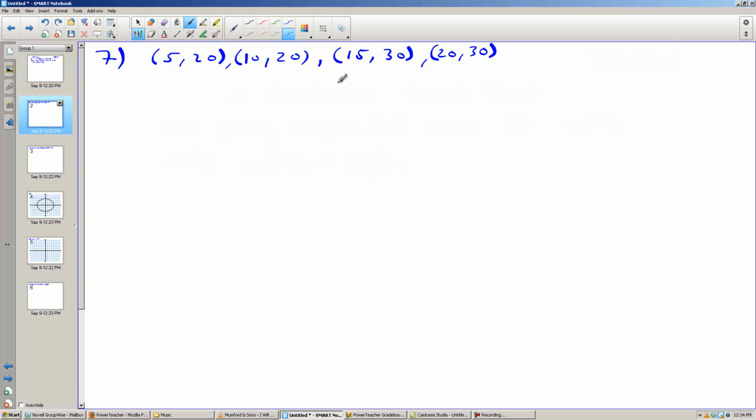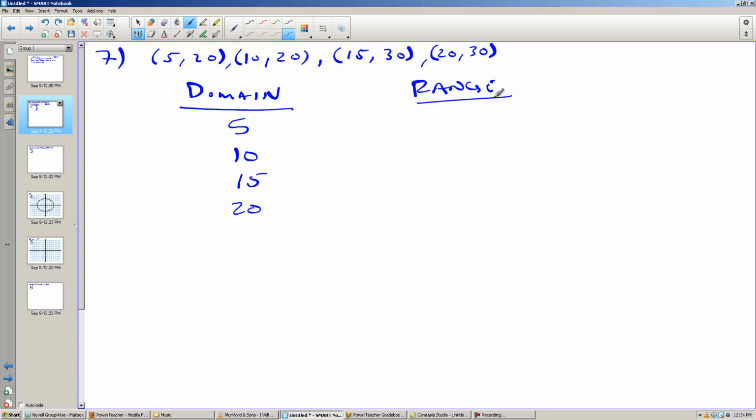So we're going to start with number 7, and it tells us to list the domain values and the range values separately. Well, the domain values are just all of the x values that the relation uses. And so if I look at my x values, I've got a 5, a 10, a 15, and a 20. And then my range values are just the y values. So domain, think about x. Range, think about y. And the range would be 20.